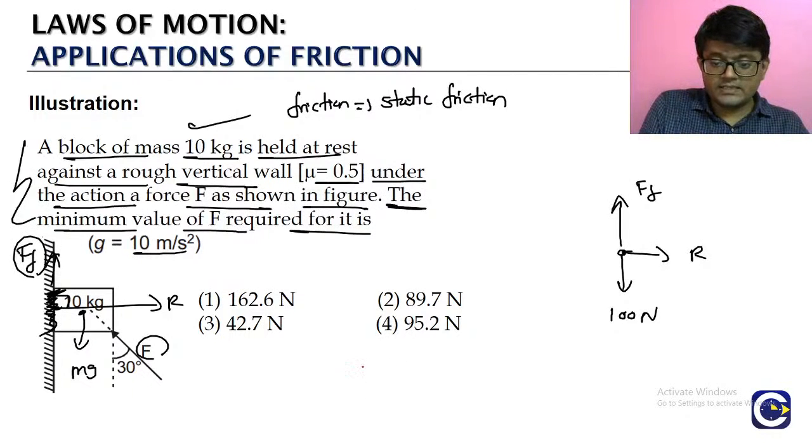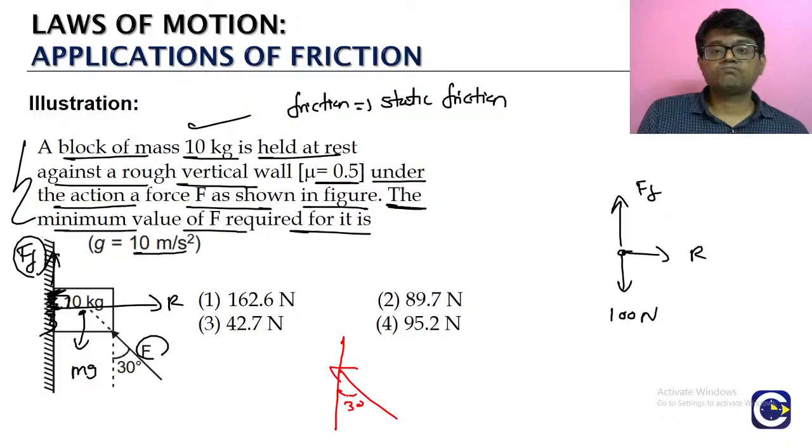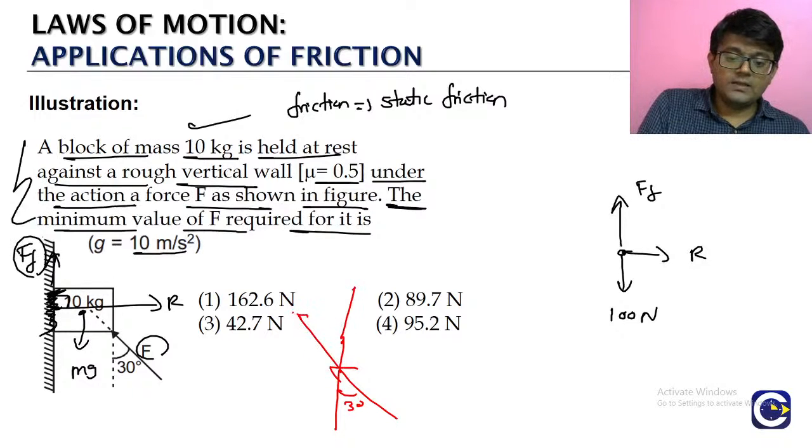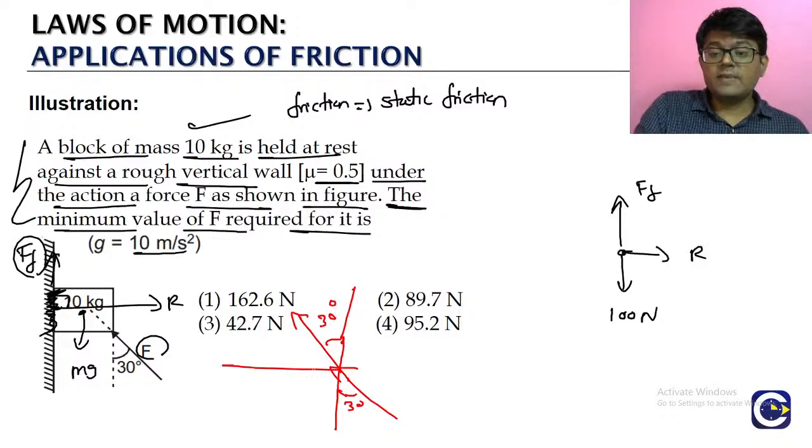So look at this. This is the vertical line. The force F is making an angle 30 here. Means if you extend this force line, these are vertical opposite angles, means 30. So the force is making an angle 30 with the vertical. So the vertical component will be F cos 30.